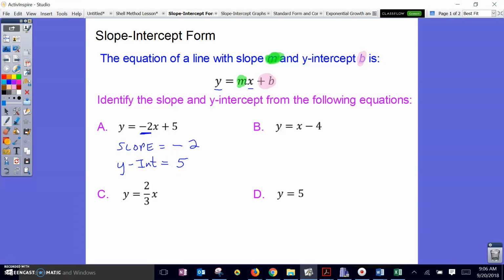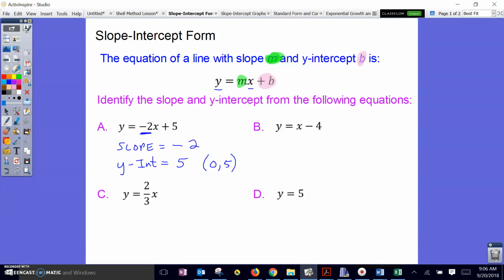By the way, another way to write the y-intercept, and we'll talk about this more in later lessons, it's sometimes beneficial for us to write our intercepts as points. That's the point 0, 5. All y-intercepts have an x-coordinate of 0 and a y-coordinate of whatever the y-intercept value is that we find from the equation. All right? Next example, part B, y equals x minus 4.